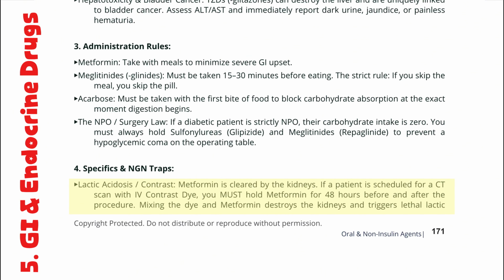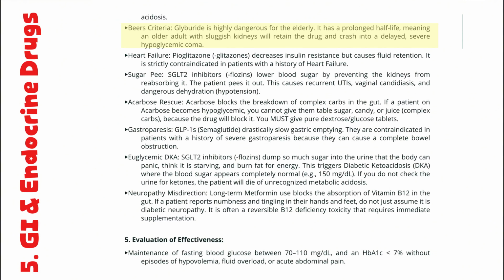Hold metformin 48 hours before and after contrast dye. Combining them risks lactic acidosis. Glyburide is dangerous in the elderly under the Beers criteria. Its longer half-life means delayed, severe hypoglycemia that can catch a whole shift off guard. If a patient on acarbose goes hypoglycemic, juice and candy won't work. The drug is actively blocking complex carb breakdown, so you need pure dextrose instead.